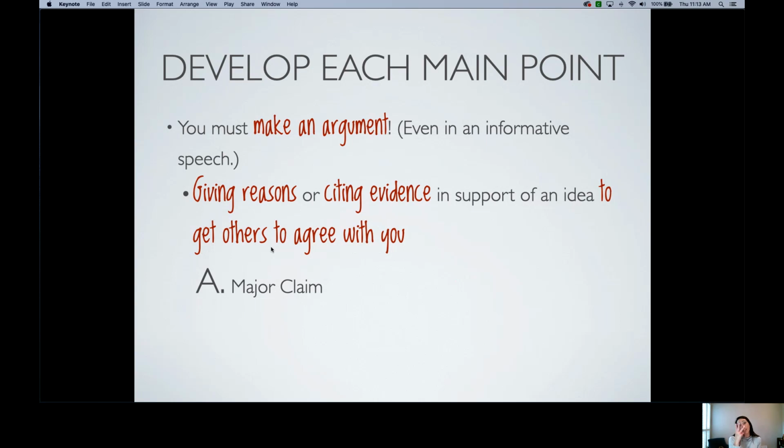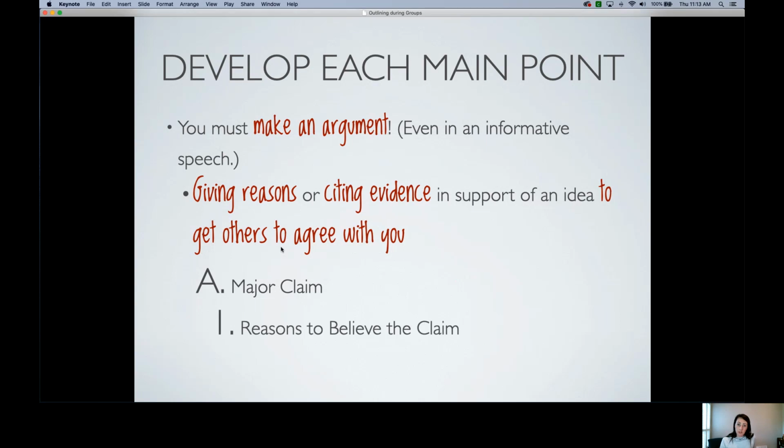Arguments consist of at least 3 elements, and you must have all of these elements in each of your main points. The first element is a major claim. There has to be a claim that you are supporting. You need to give us reasons to believe that claim, and then you need to provide evidence to support the reasons. Those are 3 elements that must be in an argument.